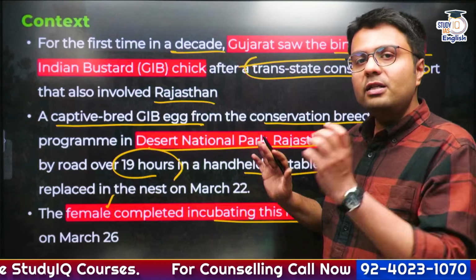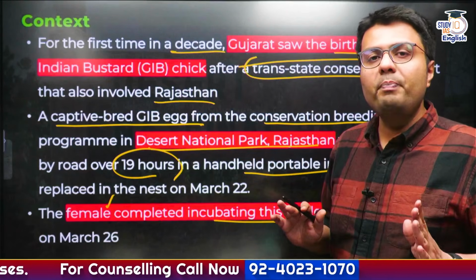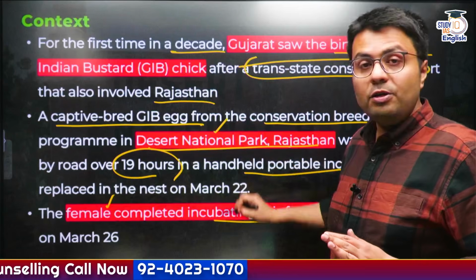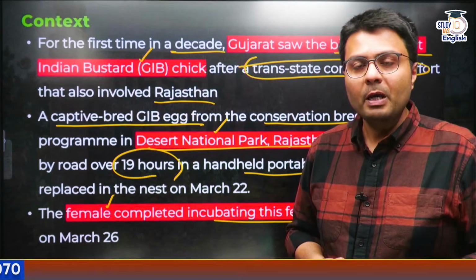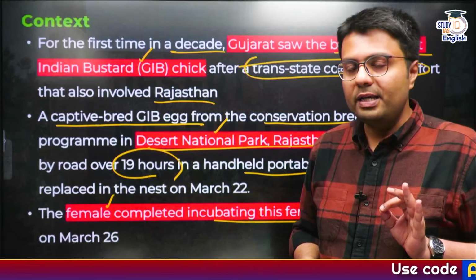Now from this context, what did we understand is important from the UPSC perspective? This Desert National Park and, more importantly, this Great Indian Bustard species of bird. So we'll cover all of this in our today's video.